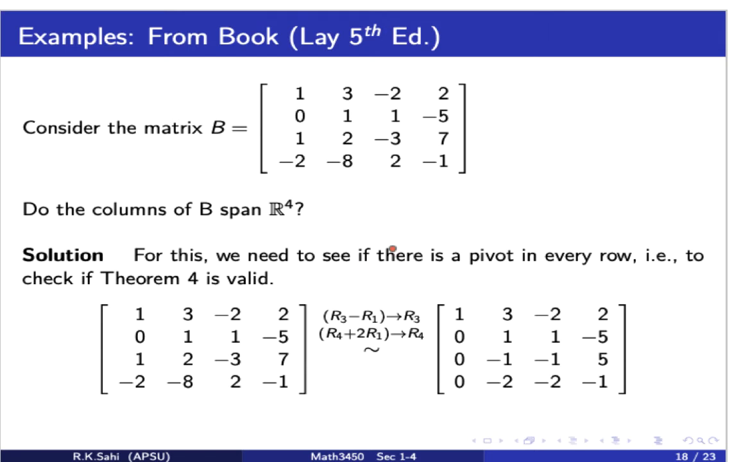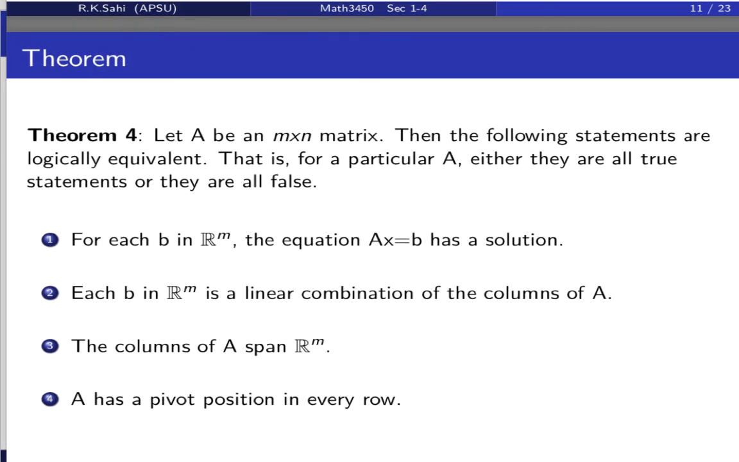We have this matrix B, and we would like to know, do this matrix B's columns span R4? In other words, what do I need to do? It simply means Theorem 4. We just looked at it. Here, Theorem 4 says that if the columns of B are spanning R4, let me get the theorem for you. This is Theorem 4, guys.